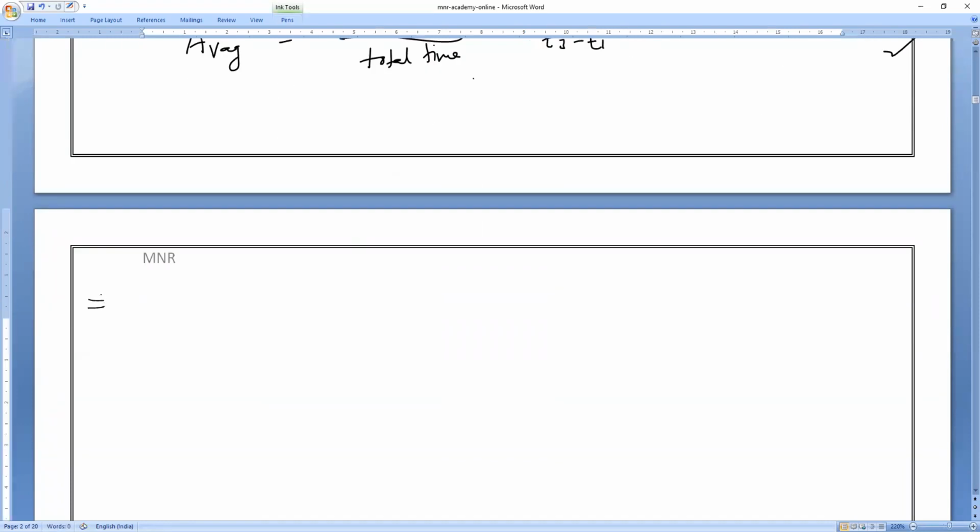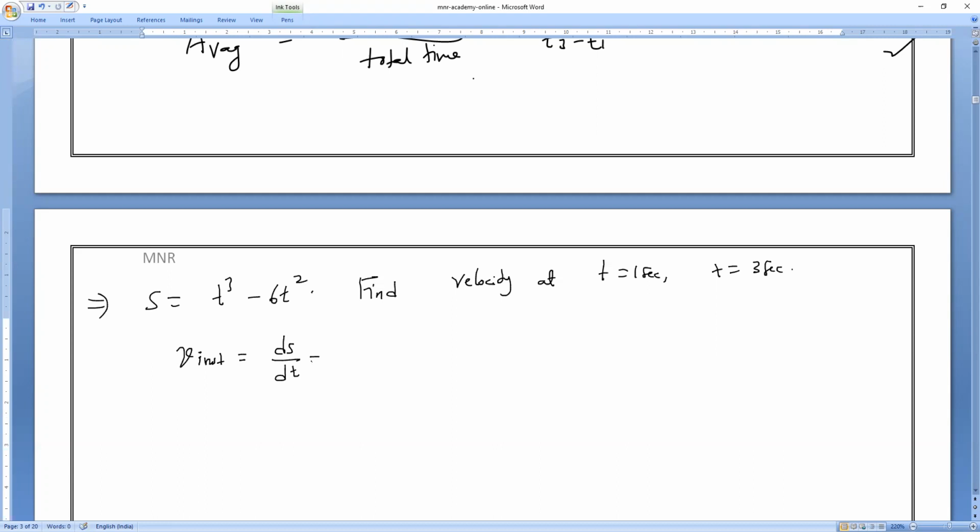Okay, next question. S is equal to t cube minus 6t square. Find the velocity at t equal to 1 second and t equal to 3 seconds. Let me see who will solve first. So V instant is equal to, what is the formula? ds by dt. Tell me, Laksha, what is the differentiation of this one? Others won't respond. ds by dt. What is happening?